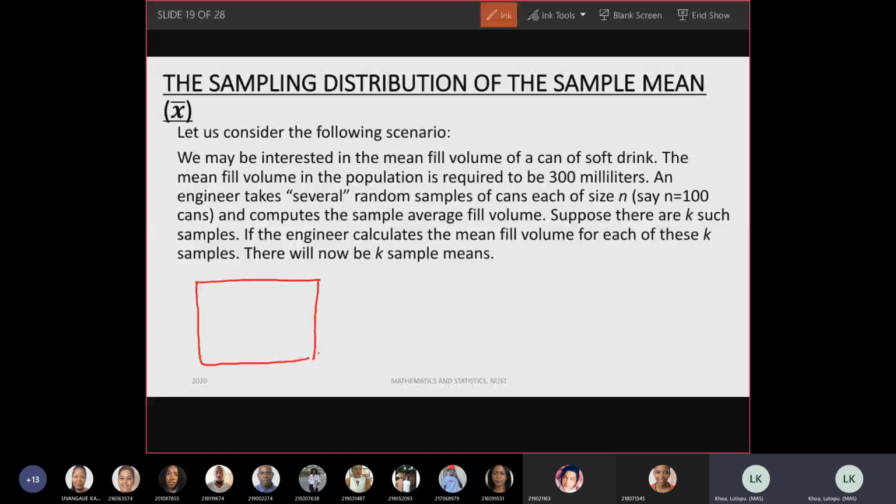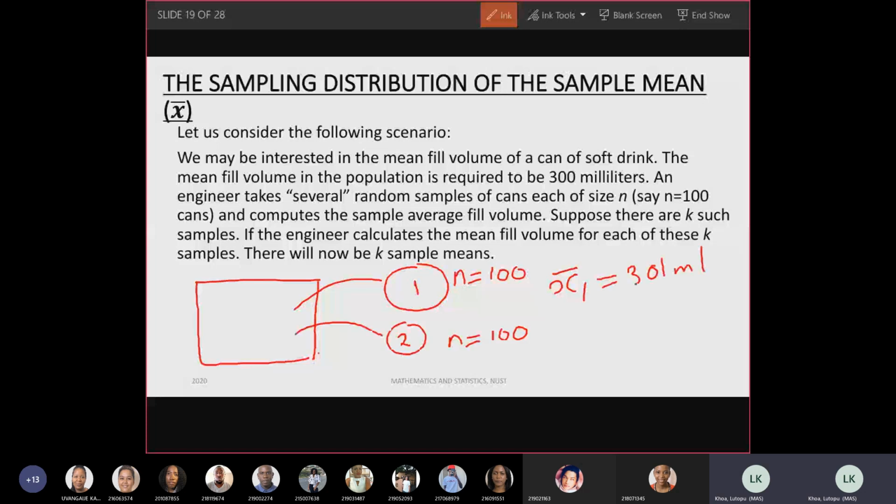After you have taken your sample, you measure each of them and then you get the average. So this is X bar 1. Let's say, for example, your average is 301 milliliters. Then you pick another sample. This is sample number 2. You take 100, again not the same sample. Then you measure the average volume, and let's say here you get 299 milliliters.